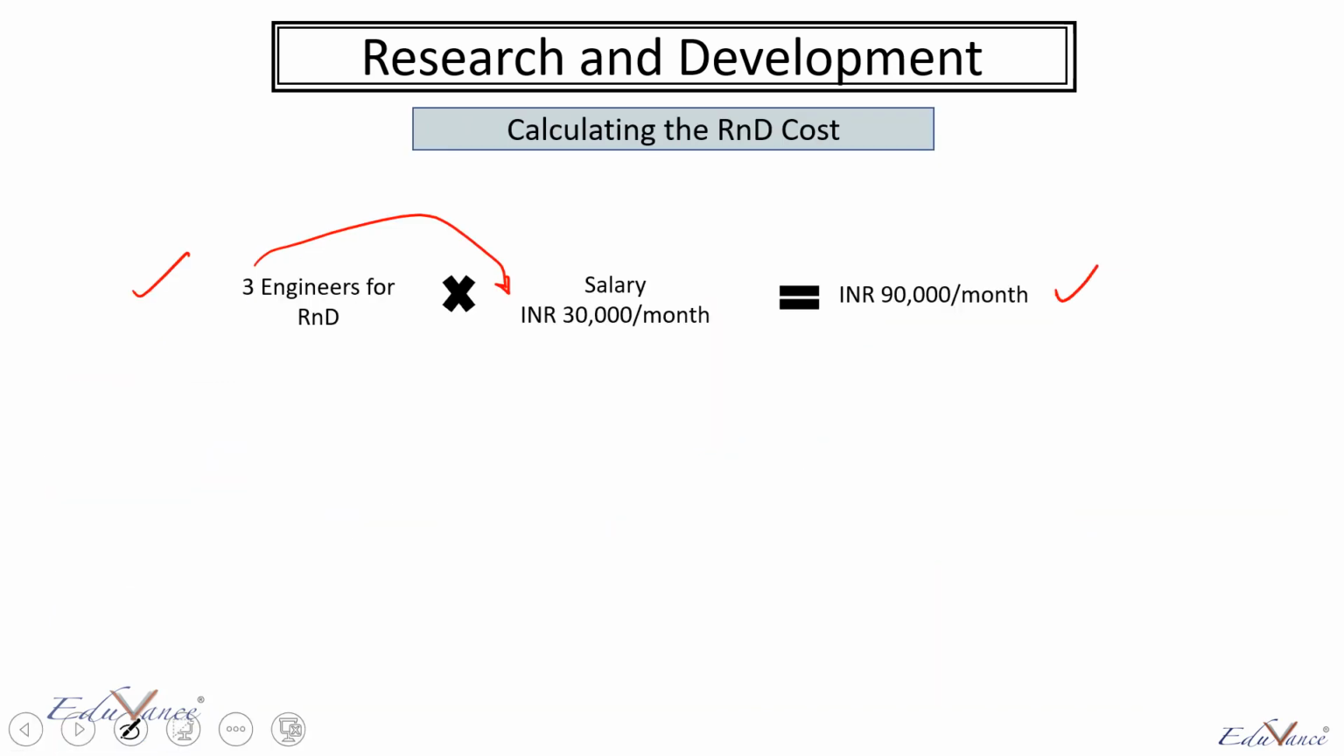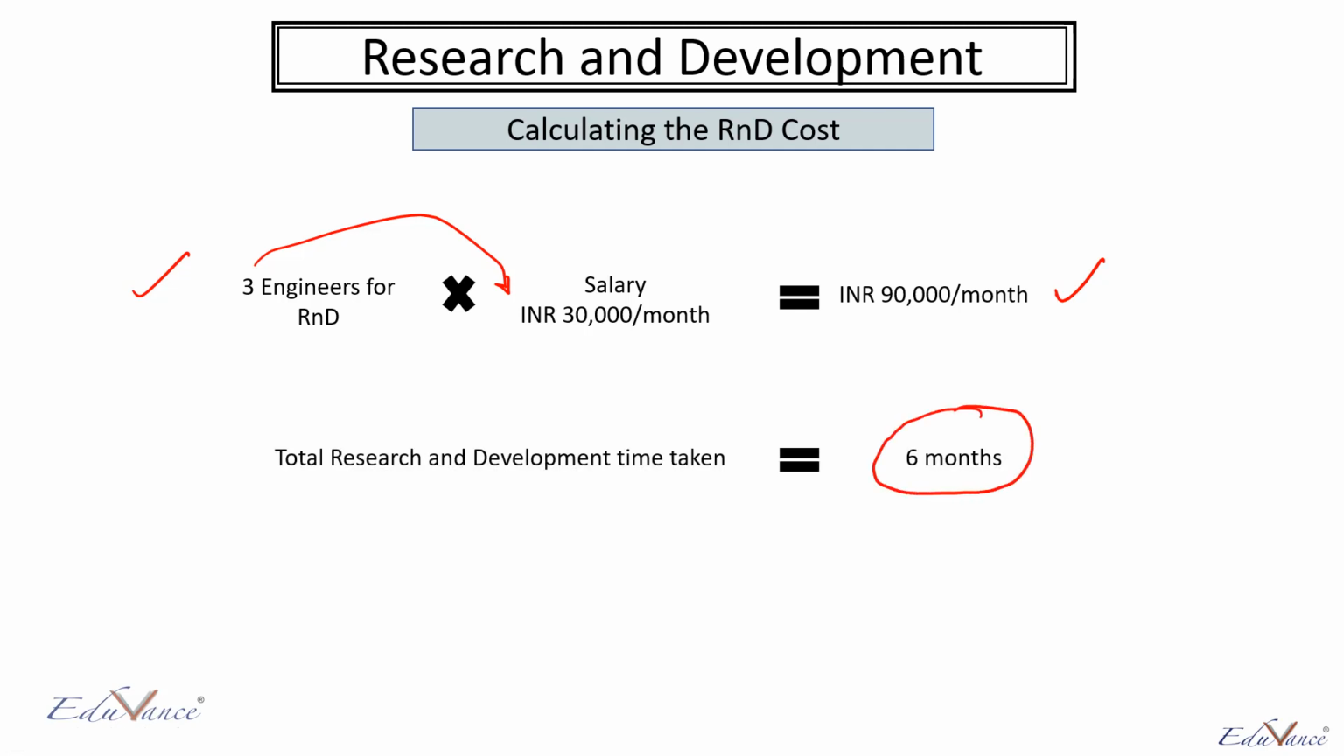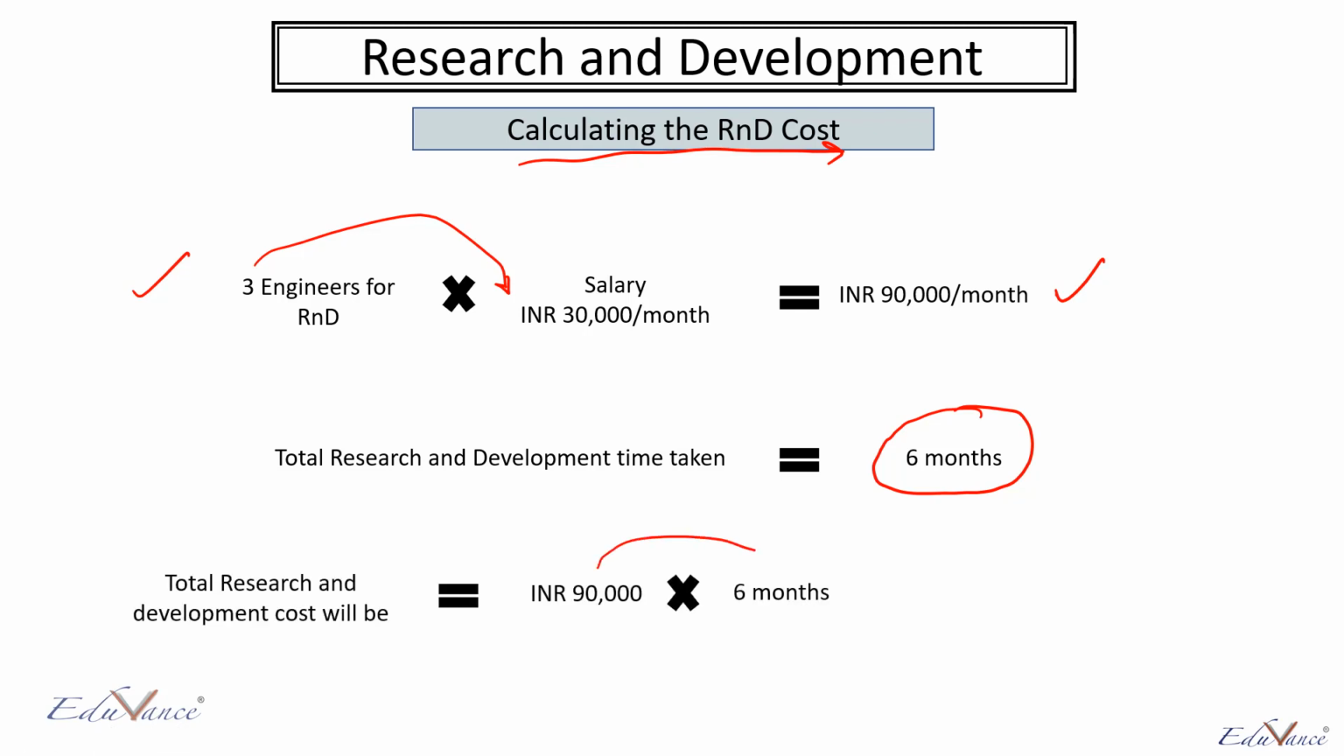So now let us see how that impacts my cost. A cost of 90,000 rupees per month, and the total development time, as I said, is 6 months. So the total research and development cost here would be 90,000 rupees multiplied by 6 months, which gives us a total R&D cost of 5,40,000 rupees, or 540,000 rupees. So this is the money you will have to invest in the company to develop your product.